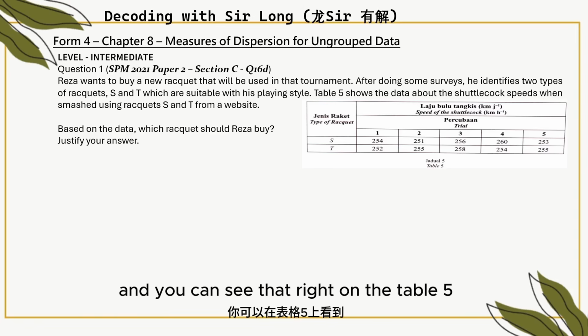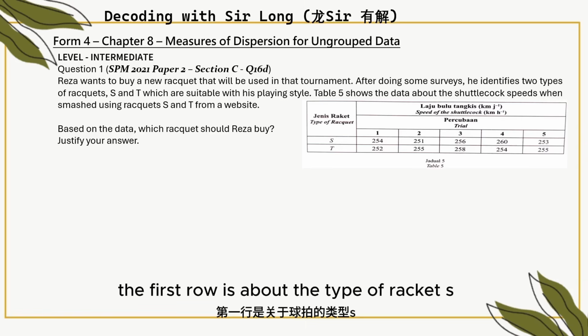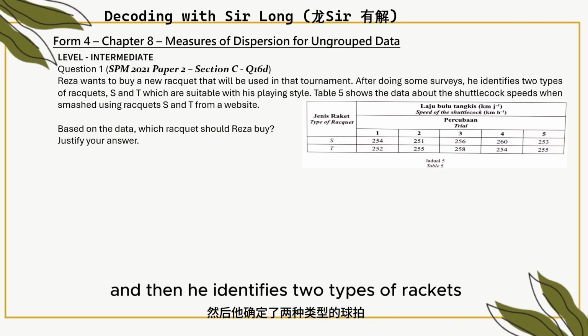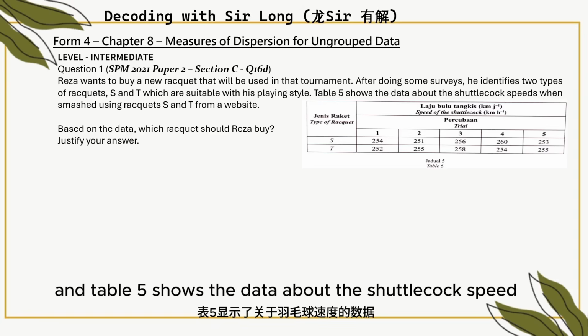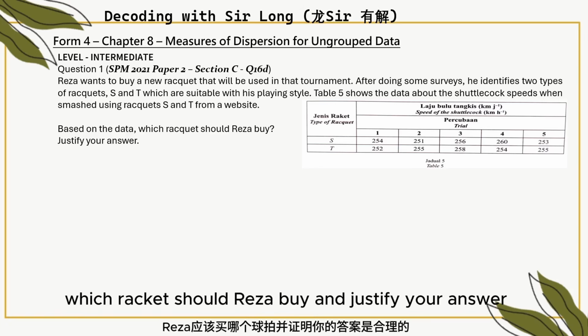You can see there, in Table 5, there are two rows of data. The first row is about the type of racket, S and T. The question is about a person who wants to buy a new racket that will be used in a tournament. After doing some surveys, he identifies two types of rackets, S and T, which are suitable for his playing style. Table 5 shows the data about the shuttlecock speeds when smashed using rackets S and T from the website. So based on the data, which racket should he choose, and justify your answer.